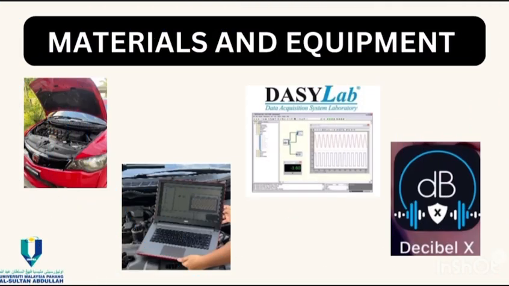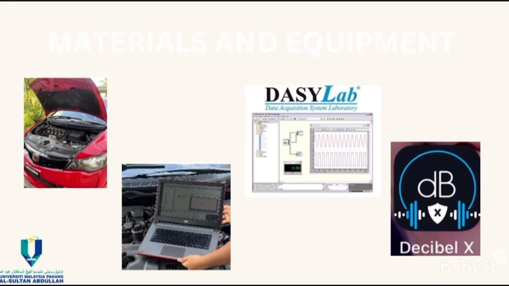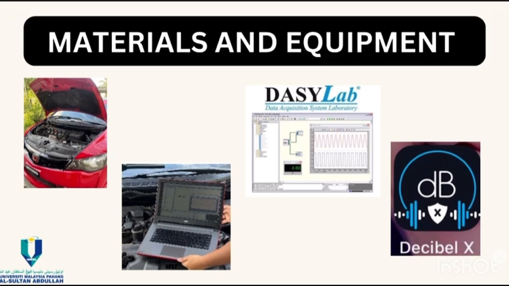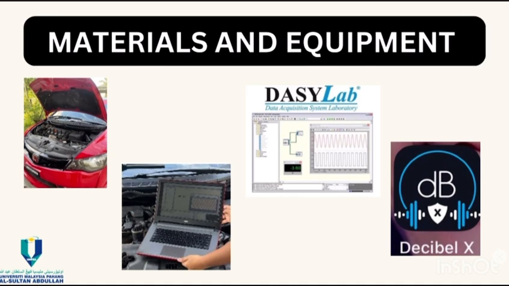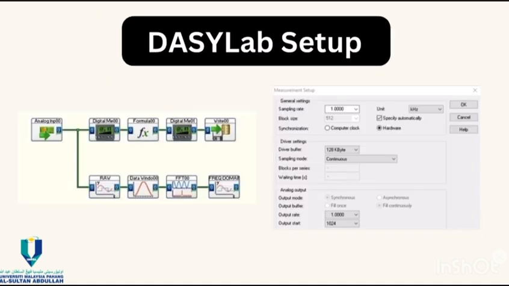The materials and equipment used. The car engine is used to test, while the built-in microphone in the laptop is used to record the sound of the car engine. The DaisyLab software is used to measure the time domain and frequency domain of the car engine. The Decibel X app is used to measure the decibel level of the car engine. Now let us do the DaisyLab setup. Before that, make sure to do the measurement setup.